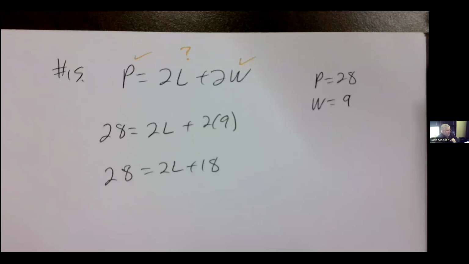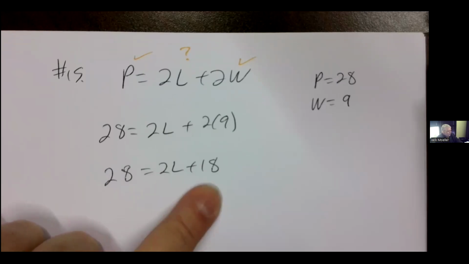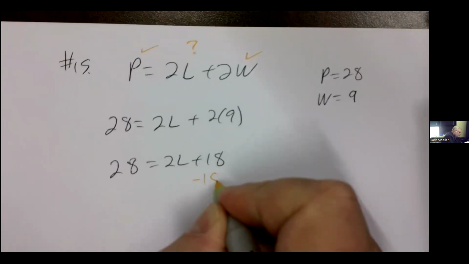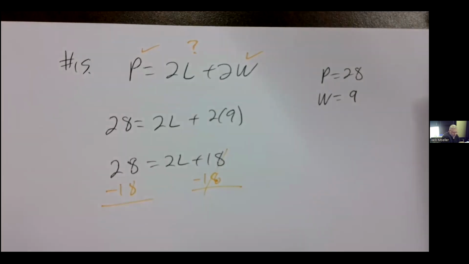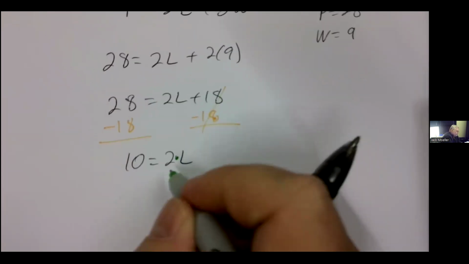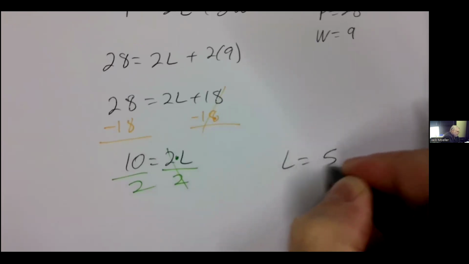And now we have one variable that we're solving for, so we're solving for L. If it helps, think of this as X. How would you solve this if this was X? Well, hopefully you say subtract the 18 and then divide by 2. So the exact same process, it doesn't change because we're not solving for X. That gives us 10 equals 2L. We talked about this before, that's 2 times L. The opposite of multiplying by 2 is dividing by 2. Don't change the sign. We get L equals 5.